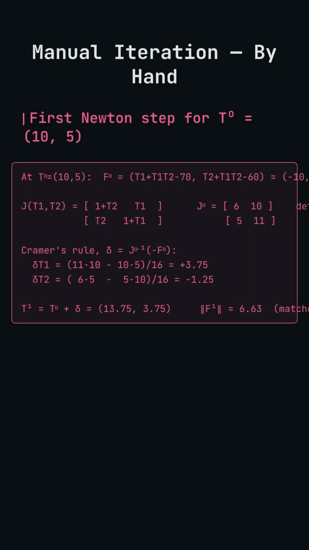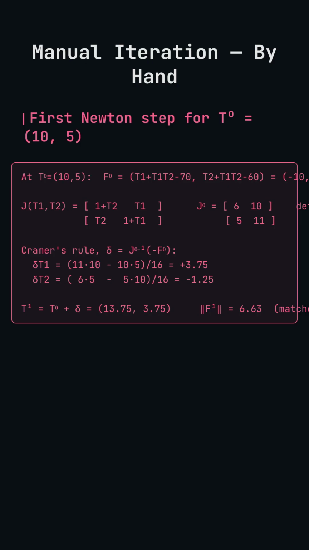Work the first Newton step by hand for the two-stage turbine. At the initial guess, T1 equals 10, T2 equals 5. The residual vector F0 is minus 10, minus 5, giving a norm of 11.18. The symbolic Jacobian has entries 1 plus T2, T1, T2 and 1 plus T1. Plugging in the guess gives 6, 10, 5, 11 with determinant 16.